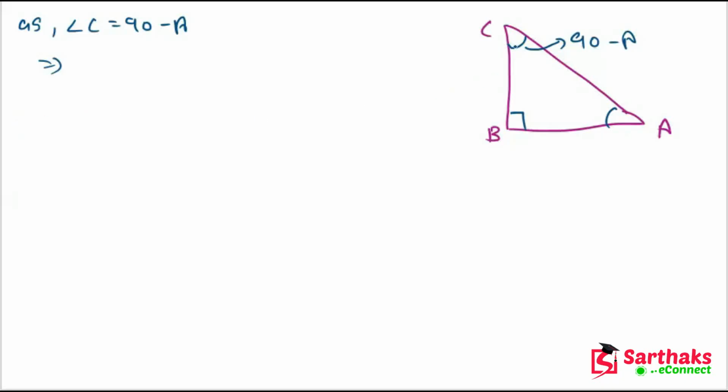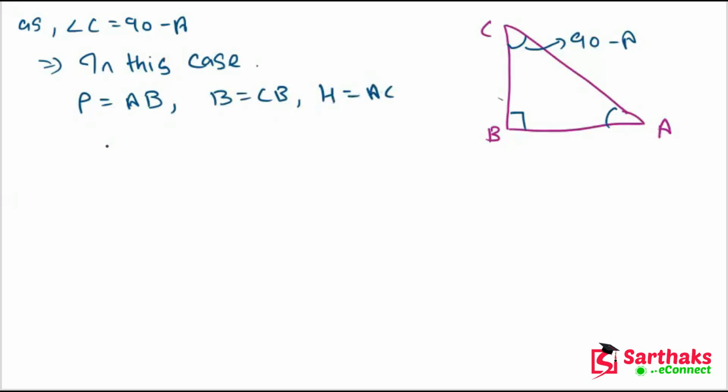So in this case, perpendicular is what? Yes, perpendicular is AB and base is BC. So in this case, perpendicular is AB, base is CB, and hypotenuse is the same, AC.